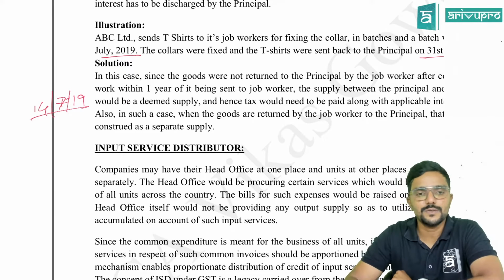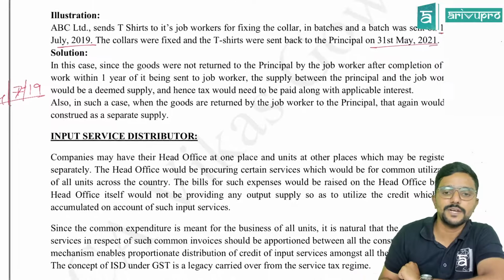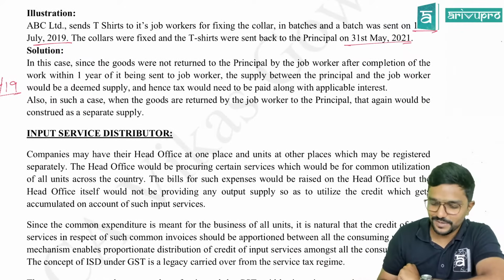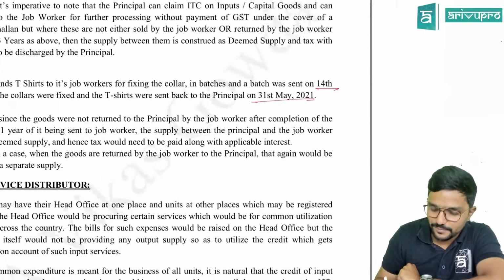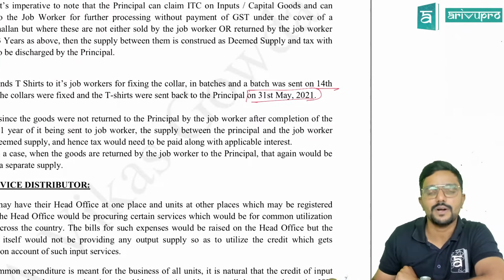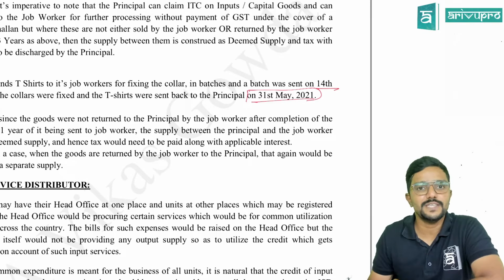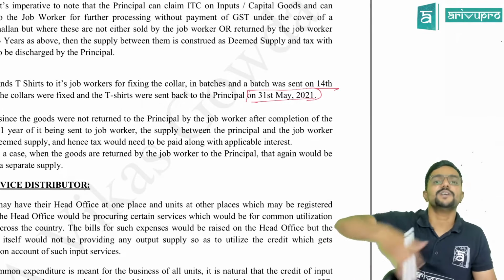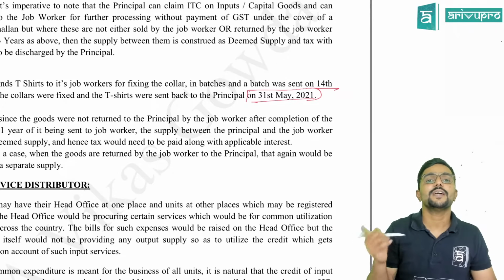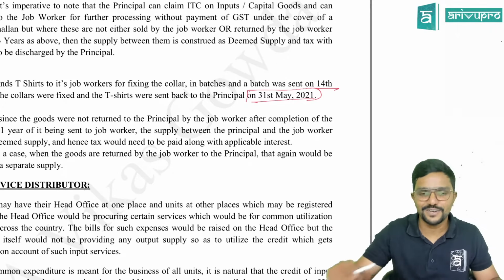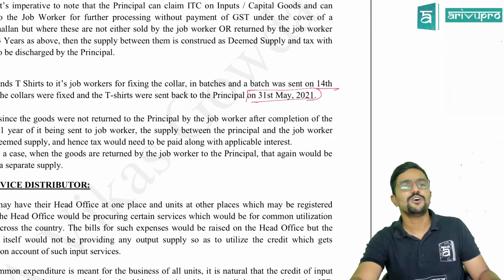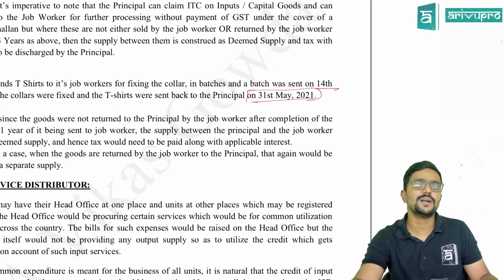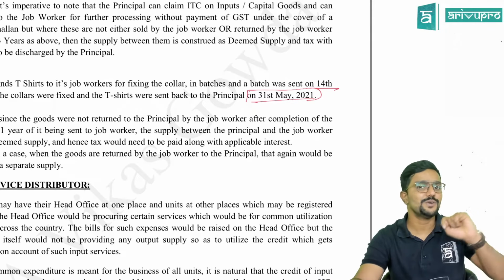Also, in such a case, when the goods are returned by the job worker to the principal, that again would be considered as a separate supply. Goods are returned back by the job worker to the principal on what day? 31st May. Not within that time. So there is one more supply there. From whom to whom? From job worker to principal. On what day? 31st May. Who is liable to pay tax on it? Job worker. And this supply has taken place on 31st May. So there are two supplies here.